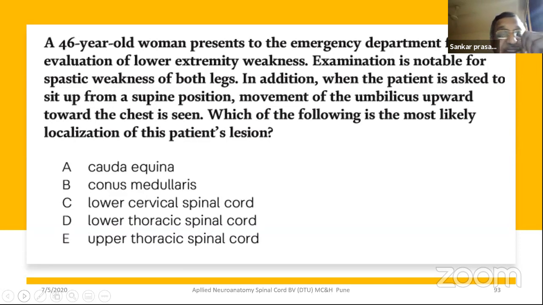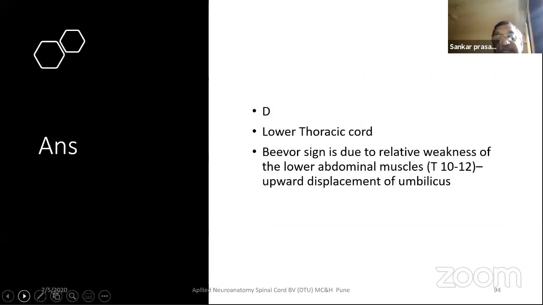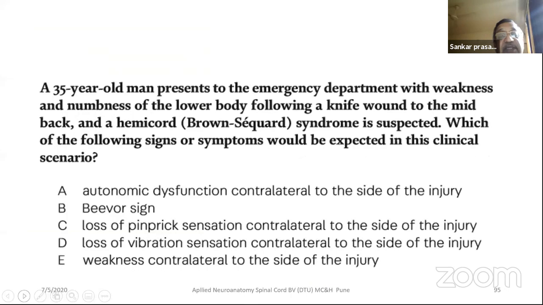What is this movement? What is this sign called? Beevor sign. So what does it say? Cauda equina, conus, lower cervical, lower thoracic, or upper thoracic? Lower thoracic. All agree with that? Okay, so lower thoracic. Beevor sign is due to relative weakness of the lower abdominal muscles, T10 to T12, and upward displacement of the umbilicus.